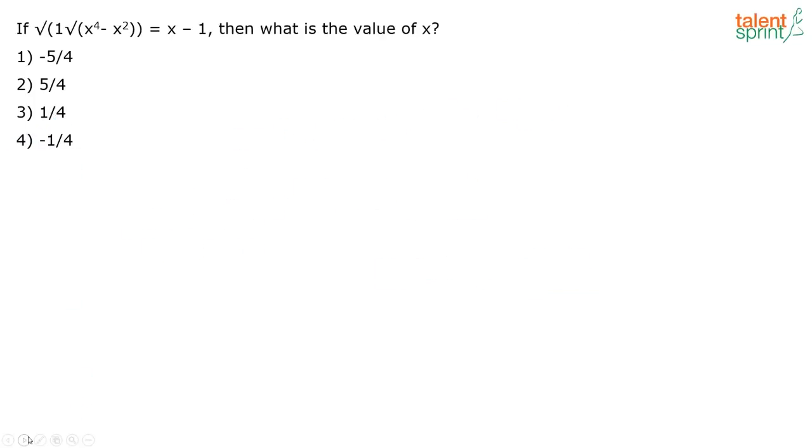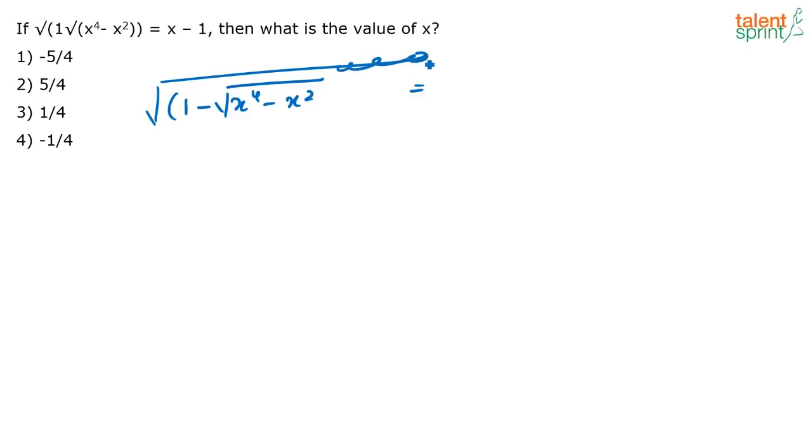Next one. So in this question there was a small typo error. I think this had to be 1 minus. The question had to be like this: 1 minus root of x to the power 4 minus x squared, that is equal to x minus 1. This is what I have. I am squaring on both sides. So when I square on both sides, what do I get? I get 1 minus root of x to the power 4 minus x squared, that is equal to x minus 1 the whole square, or that is equal to x squared plus 1 minus 2x.